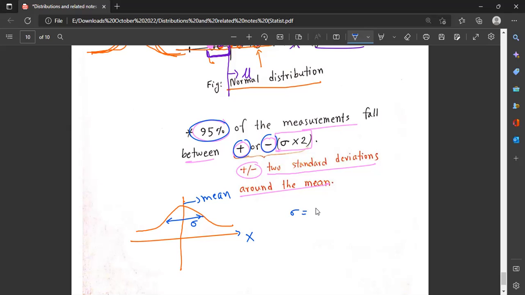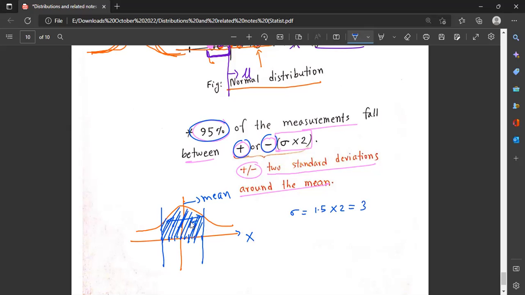If sigma equals 1.5, you will see that sigma times 2 is 3, right? So plus 3 will be 1, 2, 3, plus 3 will be here. And minus 3 will be 1, 2, 3, minus 3 will be here, right? So most of the data will fall between this region, okay?